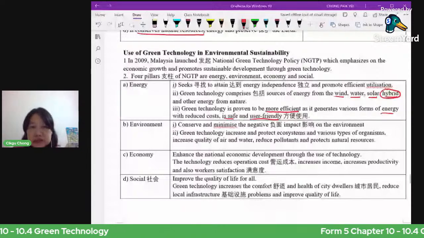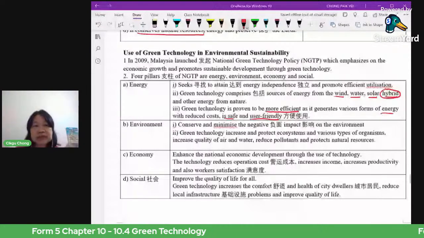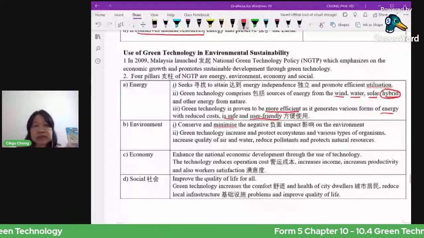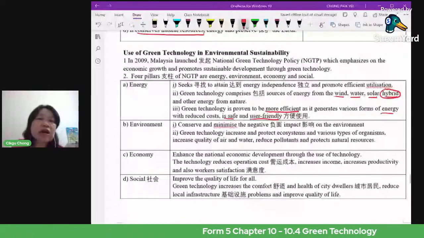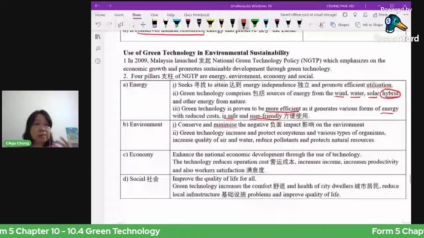Okay, next thing now. What kinds of application of green technology are we talking about? When we talk about green technology, it's something so wide. What can we do to qualify as green technology? So you don't have to invent a machine actually. Everybody can employ green technology in your daily life.